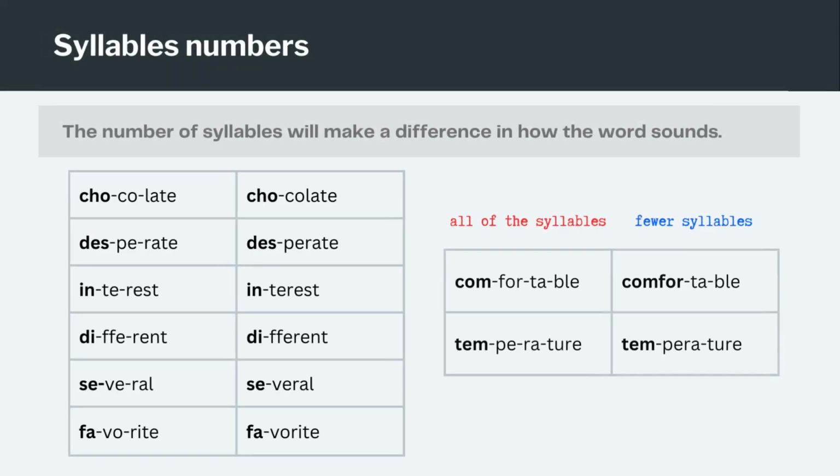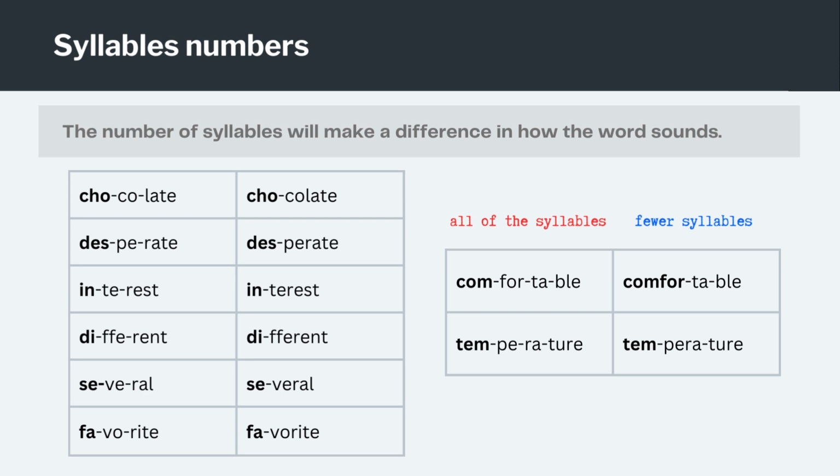Let's start with syllable numbers. The number of syllables will make a difference in how the word sounds. For example, chocolate with three syllables versus chocolate with two syllables. Did you hear the difference? Chocolate, chocolate. Let's do a couple more.